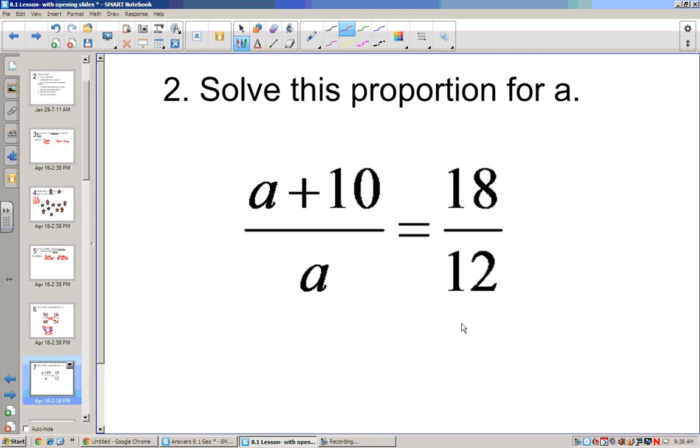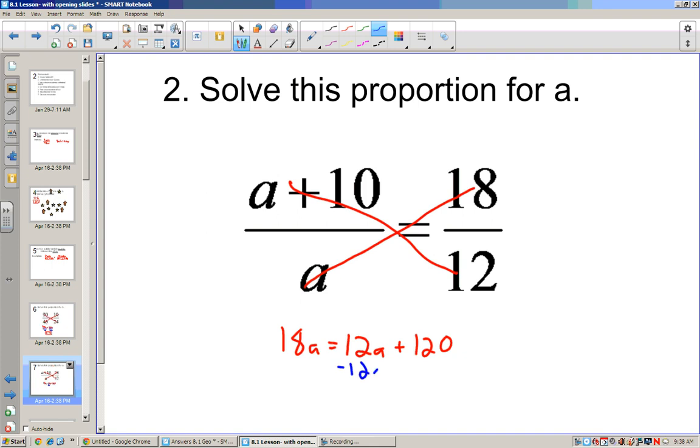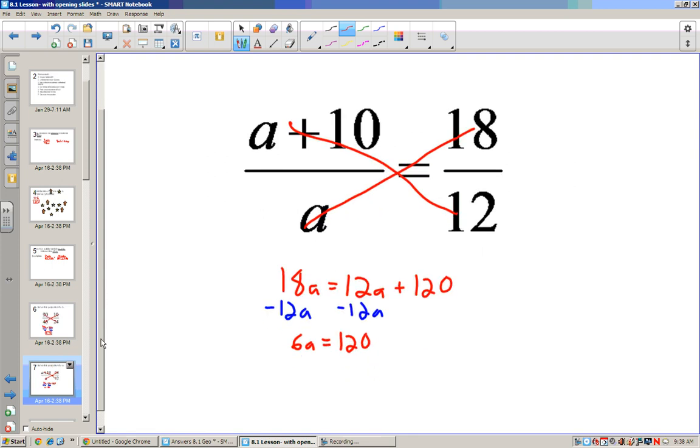For our next example, I would use that same method where I cross multiply. So I have 18 times a, which is 18a, and 12 times a plus 10. Now I have to multiply the 12 by both of the terms, so that would be 12a plus 120. Now when I subtract 12a from both sides, I'll have 6a is equal to 120. Divide both sides by 6, and a is equal to 20.